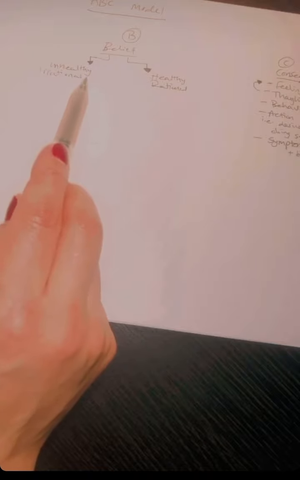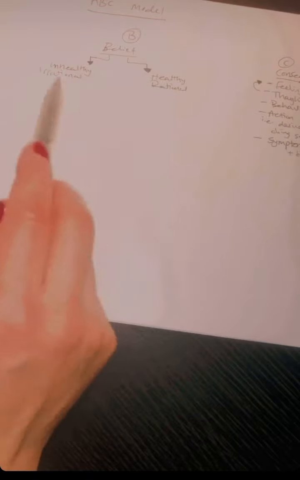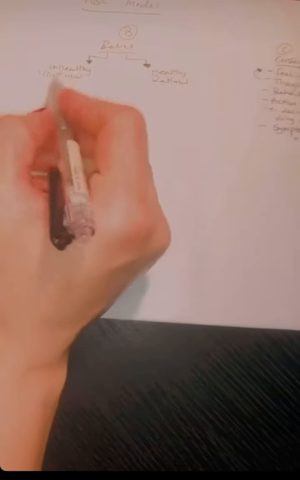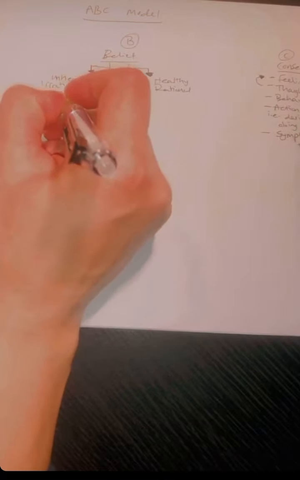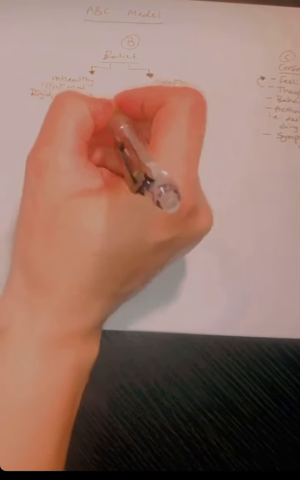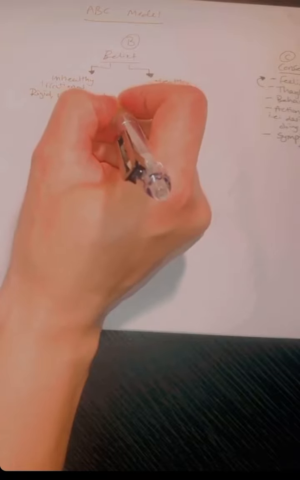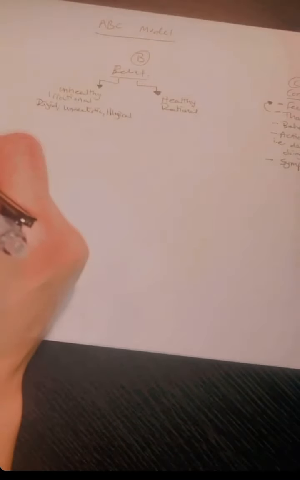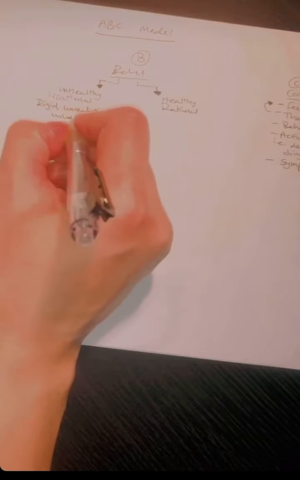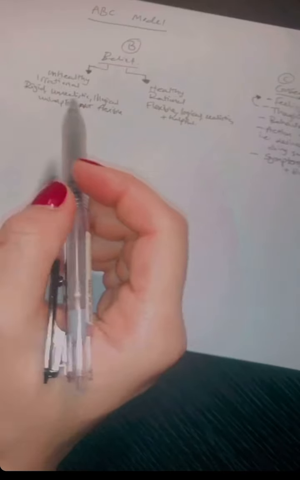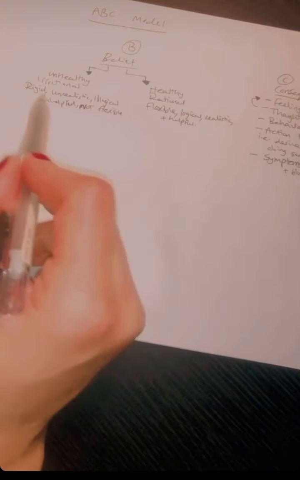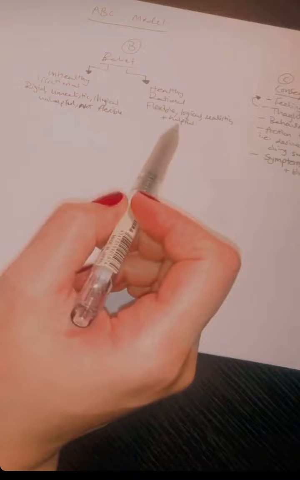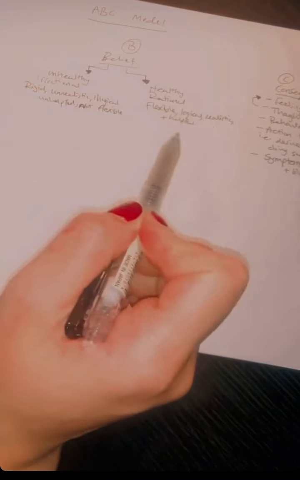There is something very interesting here, and you might wonder, what is the difference? Of course, the difference is that the unhealthy belief is rigid, unrealistic, illogical, and unhelpful. It's not flexible, because this goes hand in hand with rigidity. And the healthy counterpart of the belief is flexible, logical, realistic, and helpful.